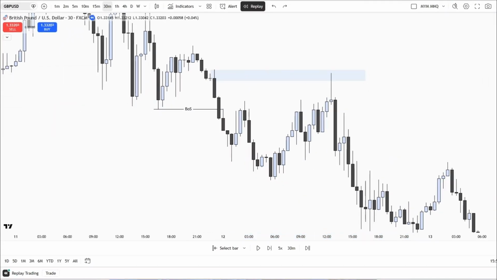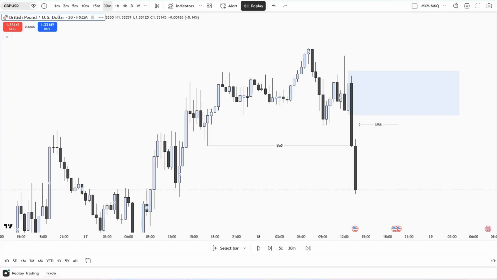Now you want to use the zones that are untested. The way to check if zones are untested is simply to see if any wicks have driven into it. Untested zones can also be referred to as imbalanced zones. I will cover imbalances in a separate video, but for now it's important that you know what it is. An imbalance is an open price range that has not yet been filled.